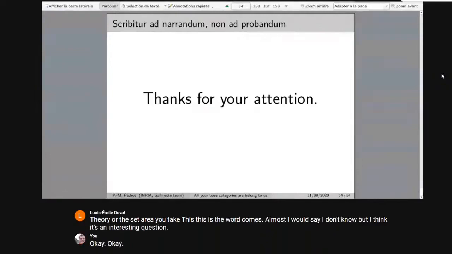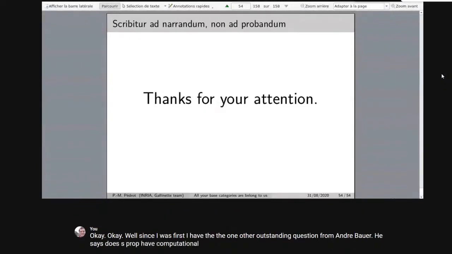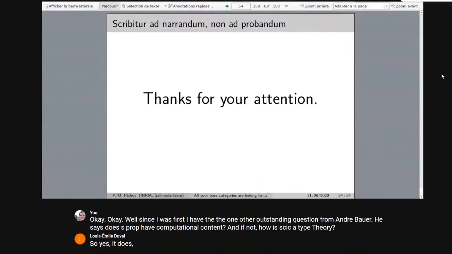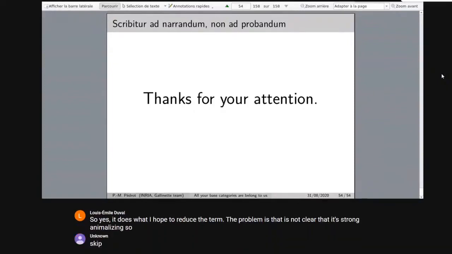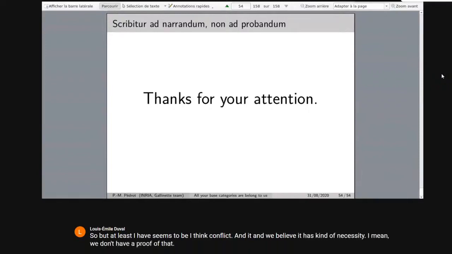Okay, well, since that was fast, I'll take the one other outstanding question, from Andre Bauer. He says, does SProp have computational content? And if not, how is SCIC a type theory? So, yes, it does. We know how to reduce the term. The problem is that it's not clear that it's strongly normalizing. But at least it seems to be confluent, and we believe it has canonicity. I mean, we don't have a proof of that. So if the term reduces, then you know that you can extract something out of it.